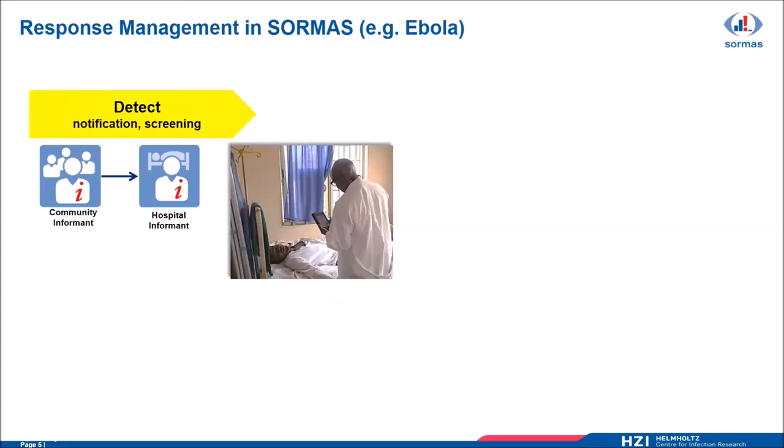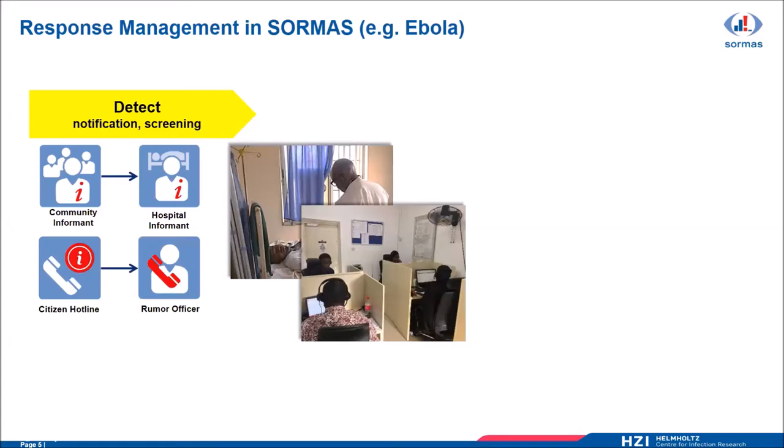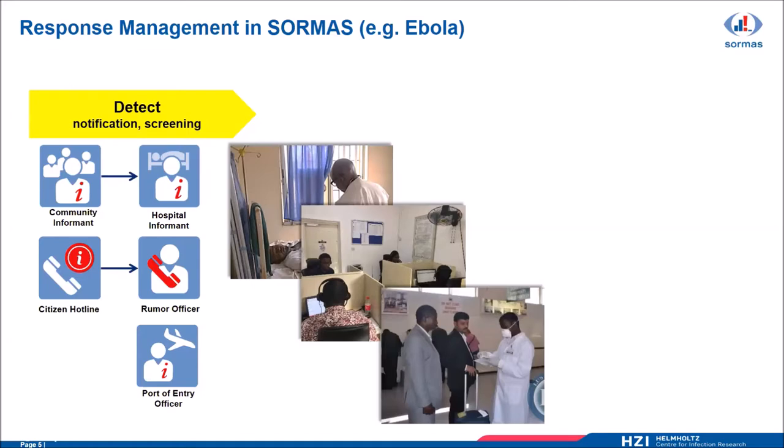Now, within SORMAS, the response management is set up in such a way that you have community informants and hospital informants who notify and screen patients. So they're the ones involved in detecting if there's a case of a priority disease or not. And also you have the citizen hotline who calls the rumor officer. This is an example of the rumor department. I think they are called the event surveillance team in Nigeria, the Nigerian Center for Disease Control. And they enter the information collected as signals or events into SORMAS. Also, you have the port of entry officers and also the port of entry app of SORMAS, where you have these officers at the land borders, air borders, and sea borders collecting information about passengers and sick people into SORMAS.